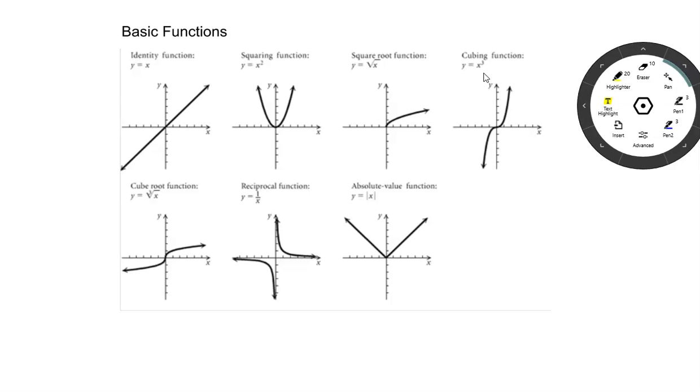If the power is even, the ends extend in the same direction. We saw that with the x squared. They both point up or they both point down. If we had x to the 4th, both ends would either go up or both ends go down. They go the same direction. So that's just a little thing to remember.